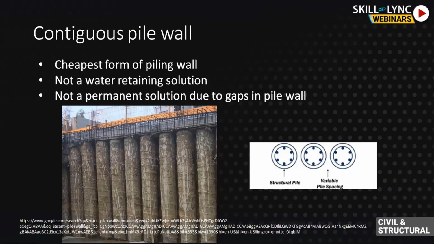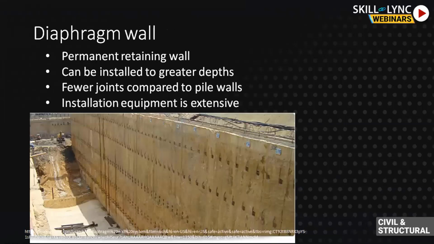So we were talking about temporary and permanent solutions. There are cases where the piles can be placed as temporary, and in certain cases the same piles can be used as permanent also. For that, what we are looking at is the diaphragm wall. The diaphragm wall is one type of wall which we mostly use as a permanent wall.